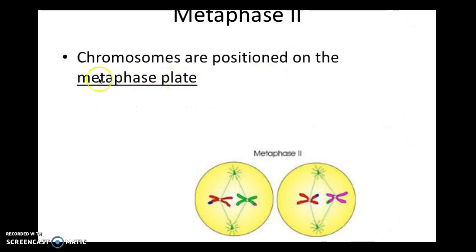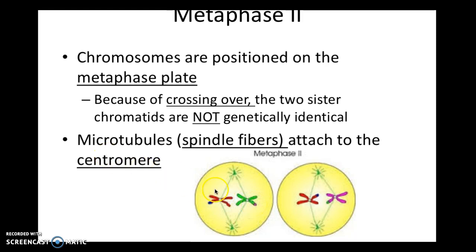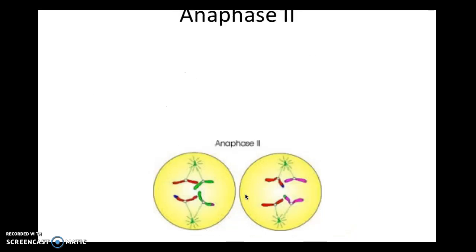Metaphase 2, they're going to be positioned at the metaphase plate. So just like right up here. Okay, this is slightly more accurate because it does show different colors. Okay, so because of crossing over, the 2 sister chromatids are not genetically identical. So make sure you show some crossing over has occurred. And they're going to attach to the centromere. Okay, we're going to line them up and then we're going to rip them apart.